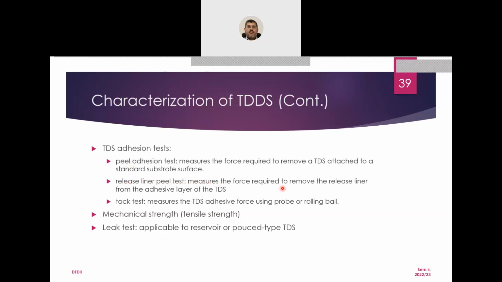And then the release liner peel test measures the force required to remove the release liner from the adhesive layer of the TDS. So here we see how easy it is for the patient to remove the release liner before applying the patch to the skin. This should also be a low force. The tack test measures the TDDS adhesive force using a probe or rolling ball. Once in place, it should adhere strongly enough to the skin so that it will not spontaneously fall down from the skin and be removed.